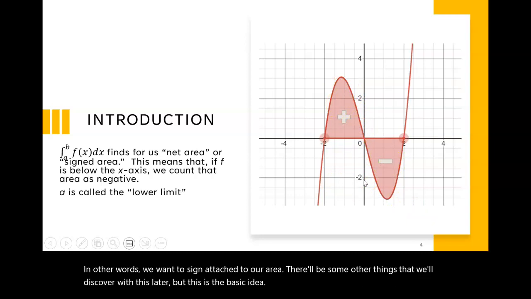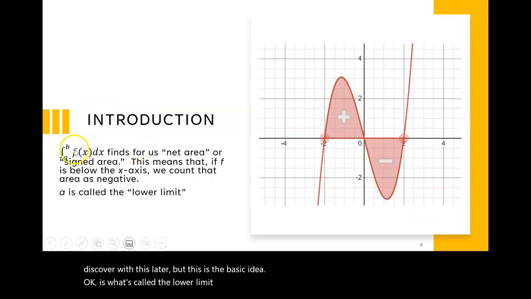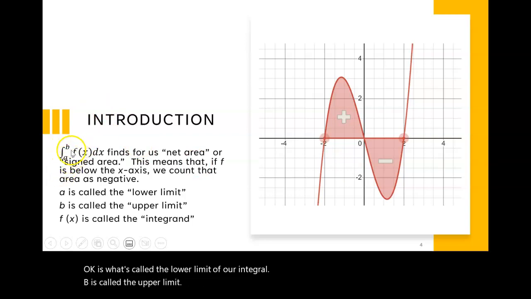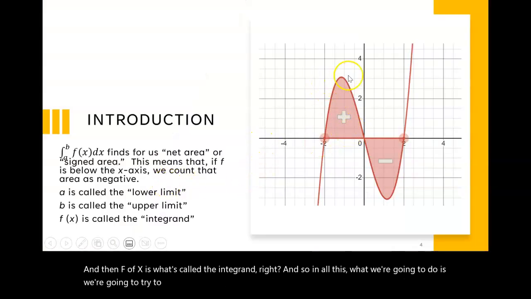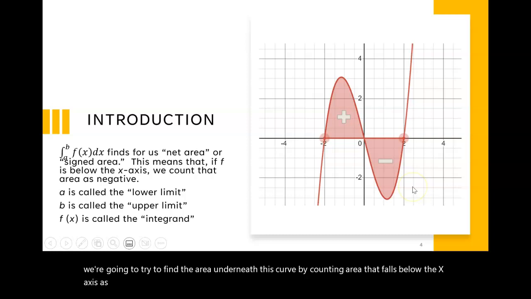Okay, a is what's called the lower limit of our integral. b is called the upper limit. And then f of x is what's called the integrand. All right, and so in all of this, what we're going to do is try to find the area underneath this curve by counting area that falls below the x-axis as negative. It'll be a little bit different in a couple of days, but stick with that idea for now.